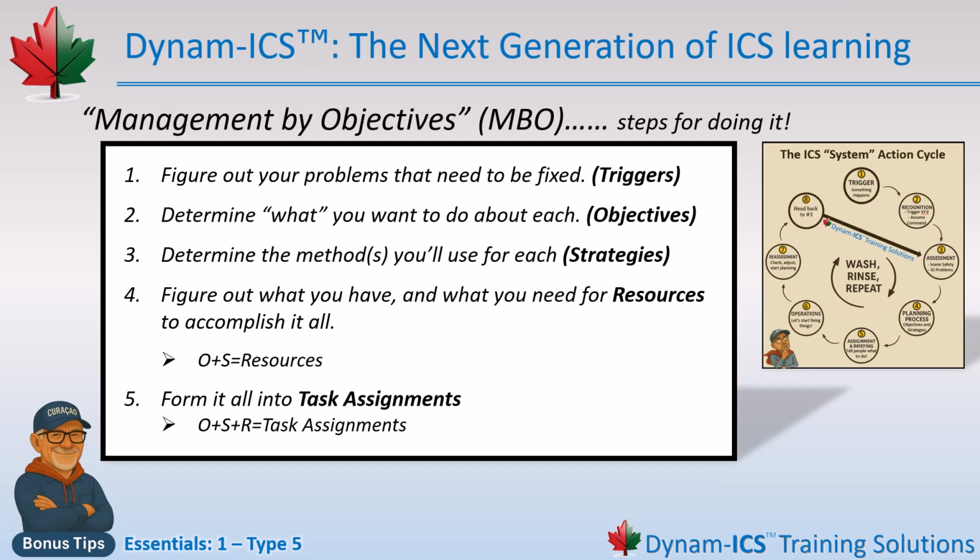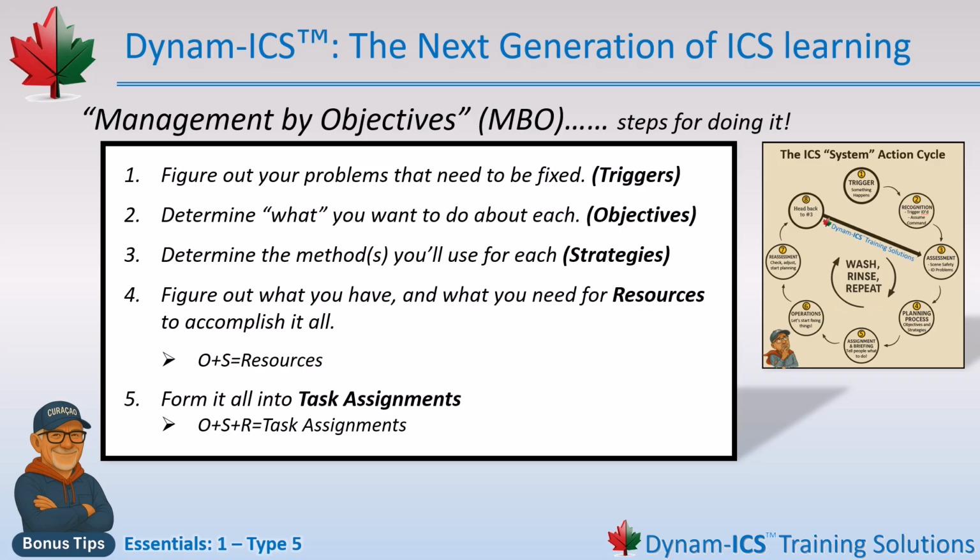When it comes to management by objectives, this is where your action cycle really earns its keep and walks hand in hand with MBO. Start with step 3, assessment. Figure out what problems need to be fixed, what's driving your response. These are your why we're here moments. Then move into step 4, the planning process. Develop your objectives, what you want to accomplish, and your strategies, how you plan to do it.